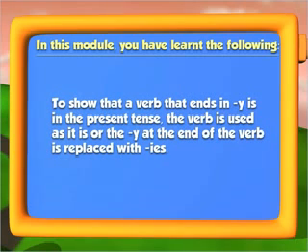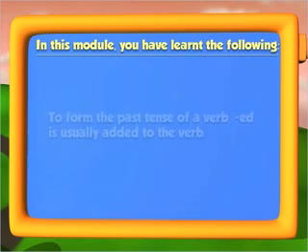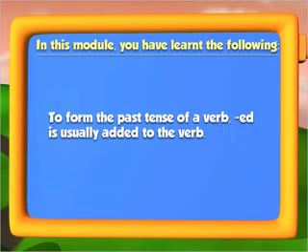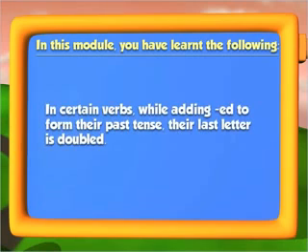To show that a verb that ends in y is in the present tense, the verb is used as it is, or the y at the end of the verb is replaced with ies. To form the past tense of a verb, ed is usually added to the verb. In certain verbs, while adding ed to form their past tense, their last letter is doubled.